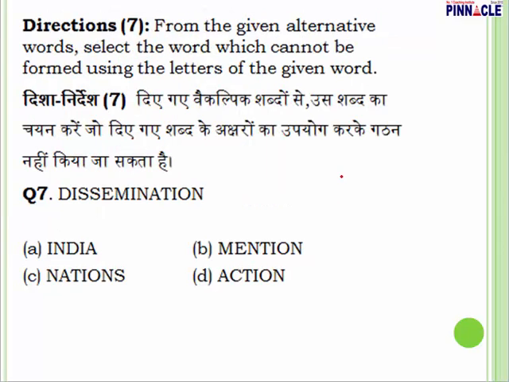Question number 7, we have to find out the word which cannot be formed using the letters of the given word. So if you see the given options, you find out in option D, this C is not present anywhere in this word. So this is your right answer.